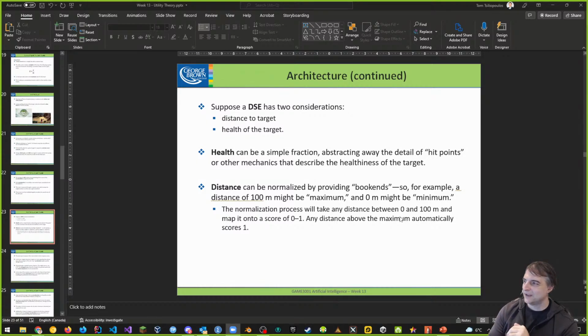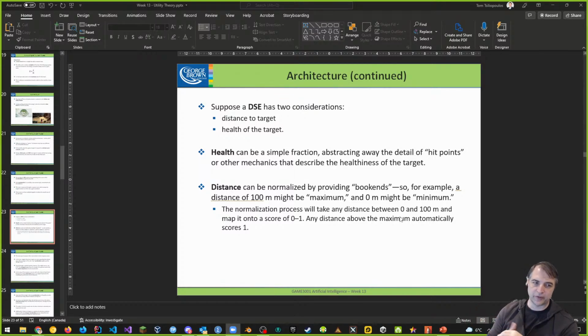Health can be a simple fraction. So how many maximum hit points, right? As an example, let's say the target normally has 55 hit points, but now they're down to 12. There's a ratio of current health versus maximum health. That'll give you a number between 0 and 1. Nice, right? And then distance can be normalized by providing bookends.